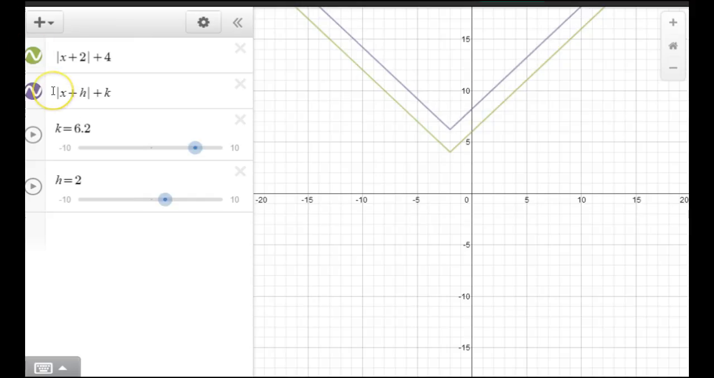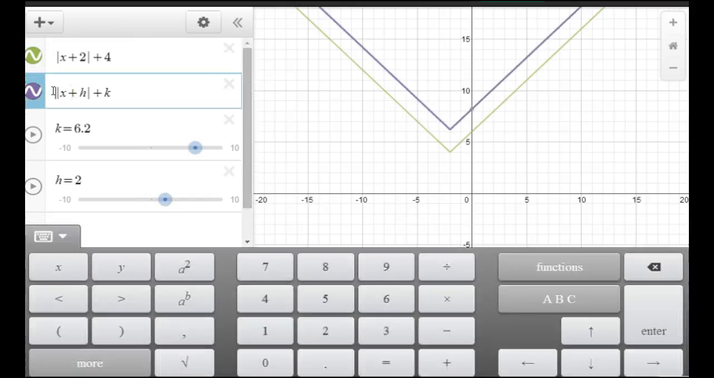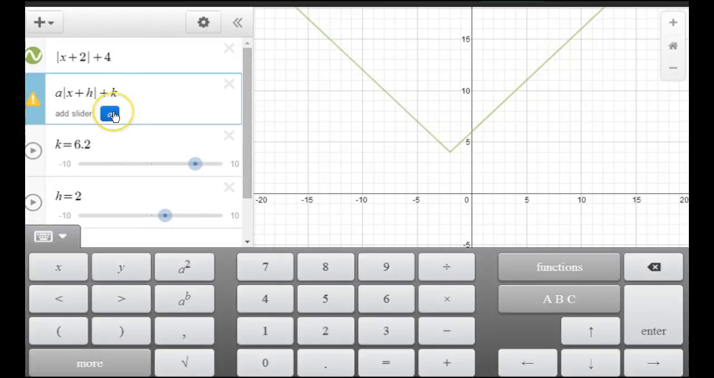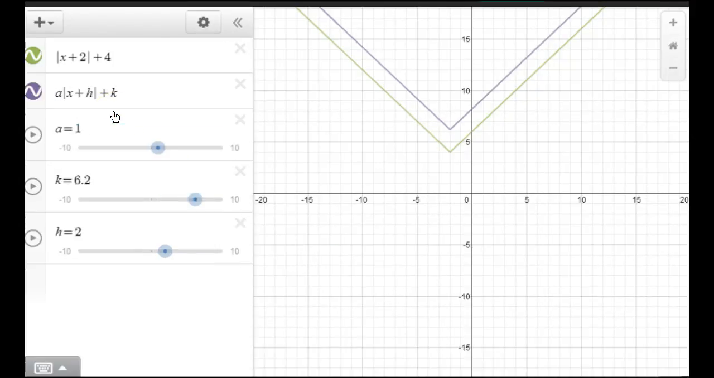Now one more thing. Go back one more time. Click on it. We're going to edit it one more time. Okay. And I want you to add a letter A and add a slider. And now what does that do to the graph? Okay, so go ahead and slide that and see what it does.